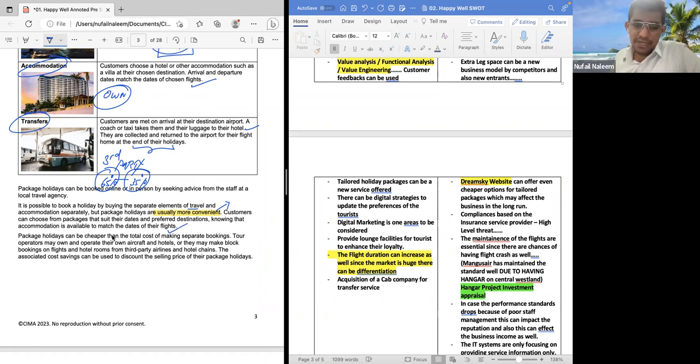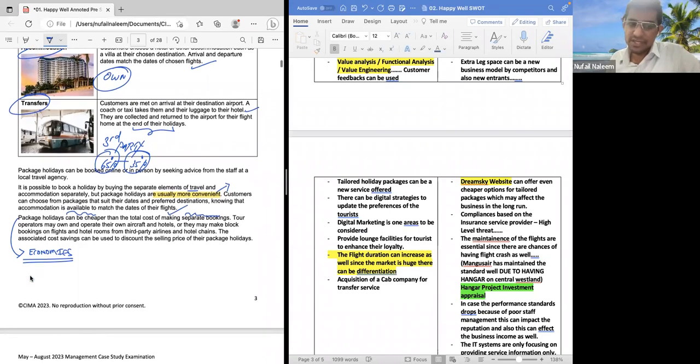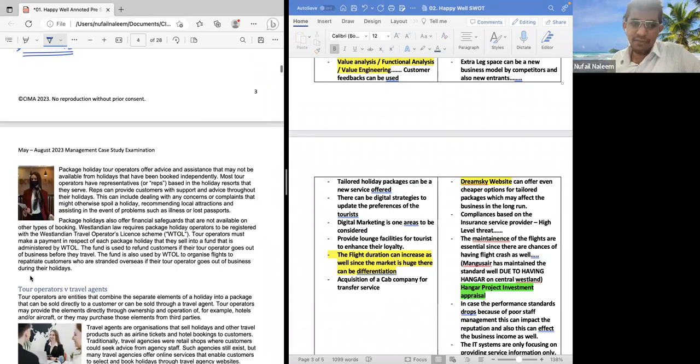Package holidays can be cheaper. Actually, yes, they can be cheaper than the total cost of making separate bookings. The reason is, students, economies of scale. Because these operators have economies of scale, they can pass the cost savings down to the client. Tour operators may own and operate their own aircraft and hotels, or they may make bookings on flights and hotel rooms from third-party airlines and hotel chains. The associated cost savings can be used to discount the selling price of their packages also. That's the success in that point of view.